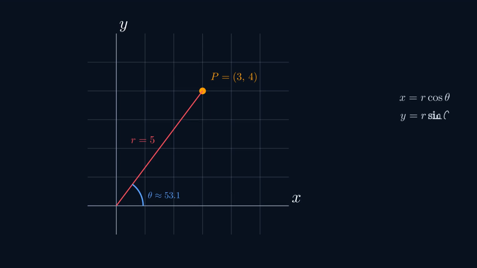The conversion formulas are straightforward: x equals r cosine theta, y equals r sine theta. And going back, r is the square root of x squared plus y squared, theta is arctan of y over x. This is the polar coordinate system. Same point, different description.